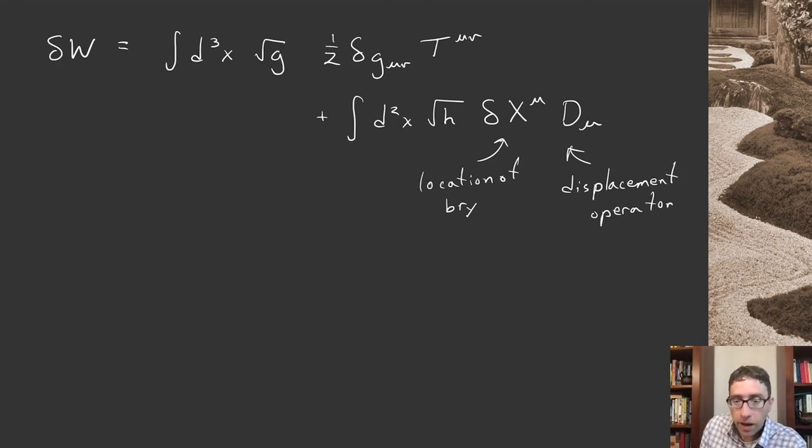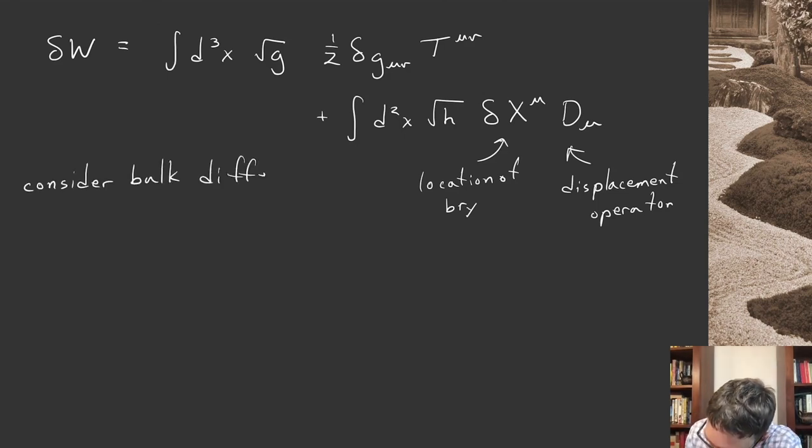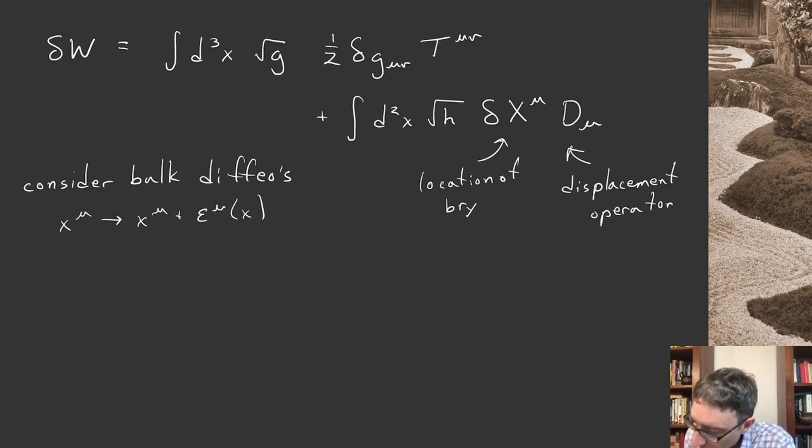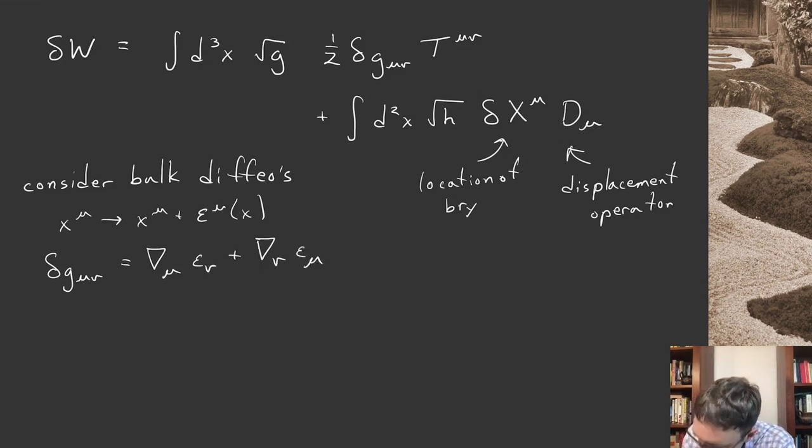So I want to consider two kinds of symmetries in this system. We'll consider bulk diffeomorphisms, so changes of variable under which x mu goes to x mu plus some small displacement that's a function of position. And we know under this kind of transformation that the metric varies as covariant derivatives of this displacement, epsilon.